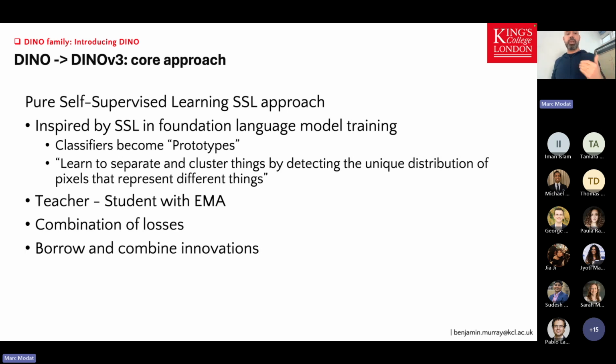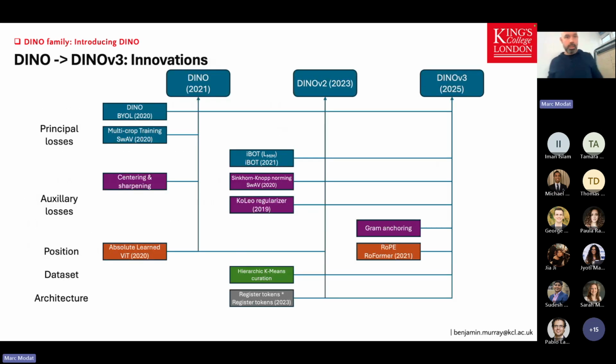It uses a combination of losses, and really the DINO to DINO v3 story is a very engineering heavy effort where they take an awful lot of small incremental improvements from other papers and sort of bolt them all together and find ways to make them work with each other and find the training regimes in which these things work. And you can see some of the things which have gone into it.